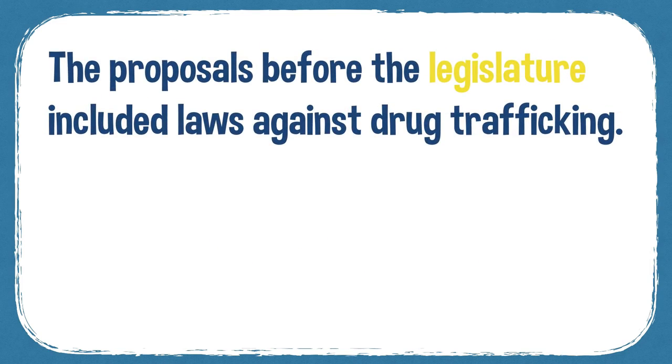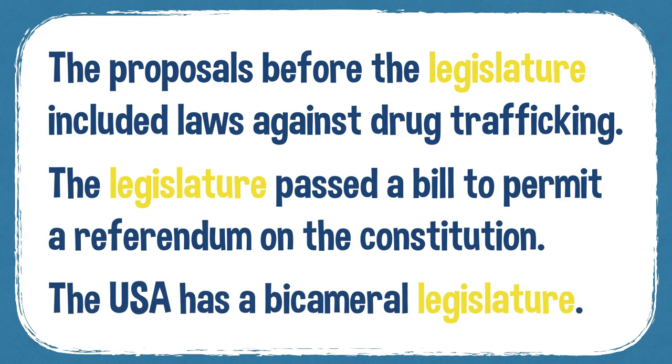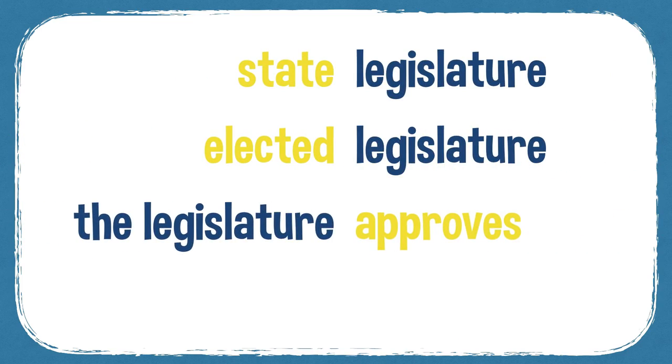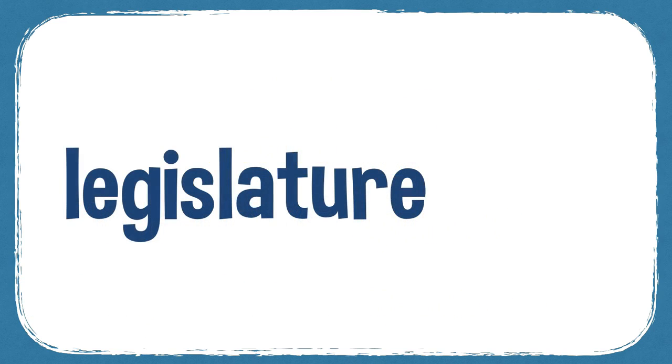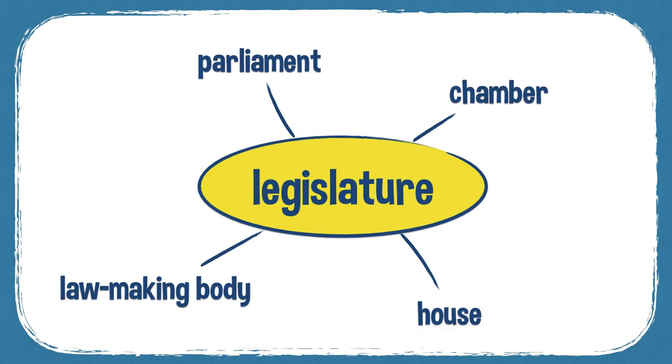So the proposals before the legislature included laws against drug trafficking. The legislature passed a bill to permit a referendum on the Constitution. The USA has a bicameral legislature. The third sentence, bicameral, means there are two bodies or two houses of parliament. So you can have a state legislature, an elected legislature. The legislature approves things and passes laws. And somebody who is a member of the legislature is a legislator. And legislation are the actual laws passed by the legislature. And some synonyms: parliament, house, chamber, law-making body.